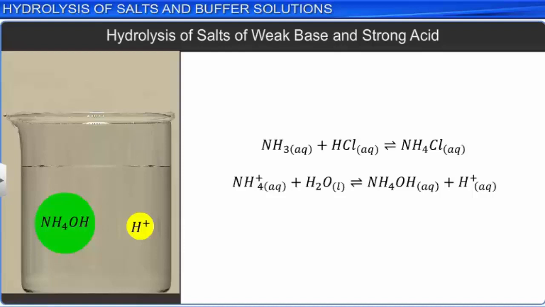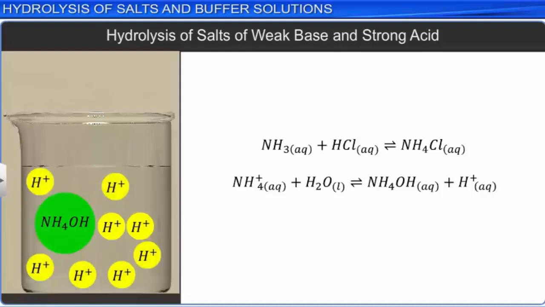Ammonium hydroxide is a weak base and hence remains almost unionized in a solution. As a result, the concentration of the H+ ions increases in the solution, and this makes the solution acidic. Thus, the pH of the solution is less than 7. Hence, the aqueous solution of a salt of a weak base and a strong acid is acidic due to the hydrolysis of its cation.